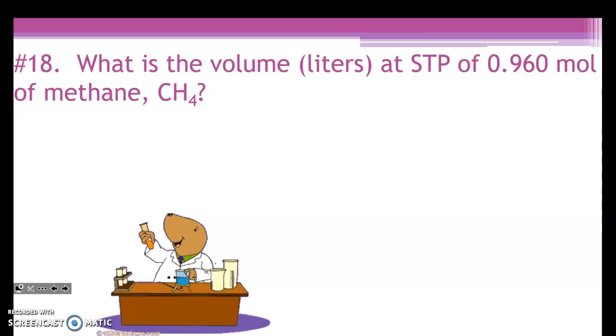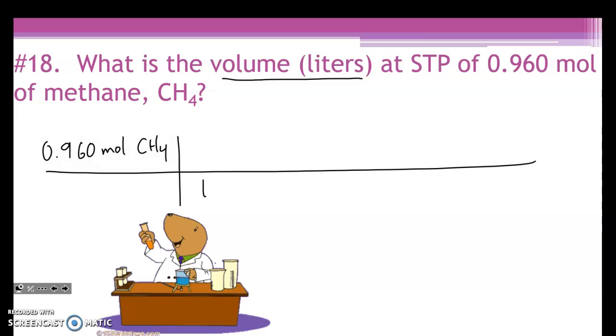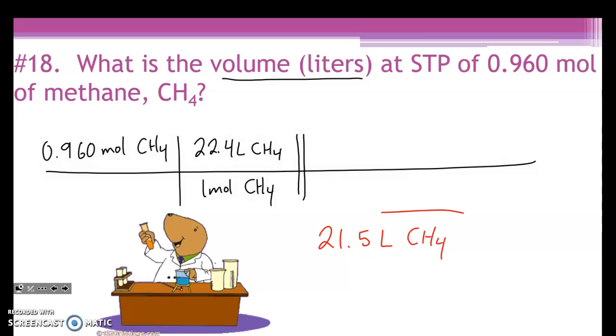Number 18, what is the volume in liters at STP of 0.960 moles of methane? So I'm going to use my conversion, 0.960 moles of CH4. That's a gas, methane. For every 1 mole of CH4, here's my conversion, 22.4 liters. That's called the molar volume of a gas. When we calculate, the final answer is 21.5 liters of methane.